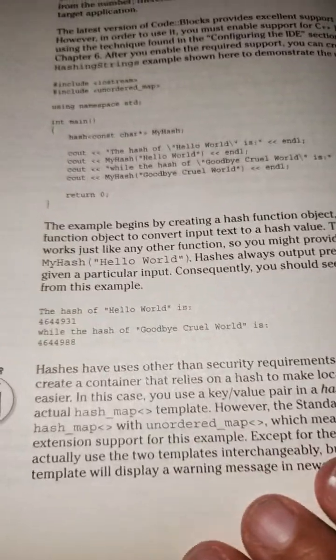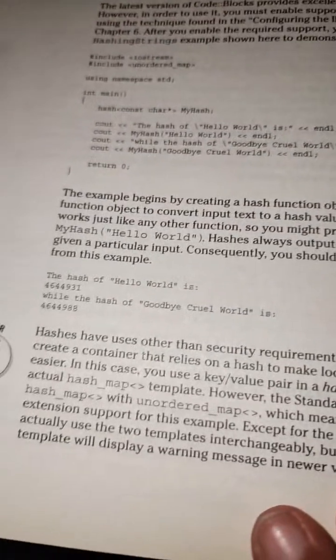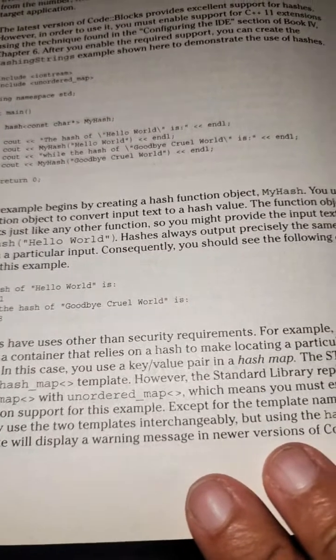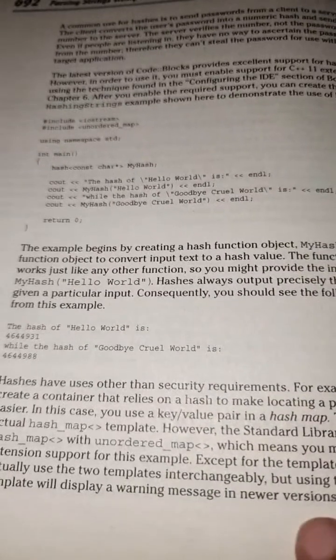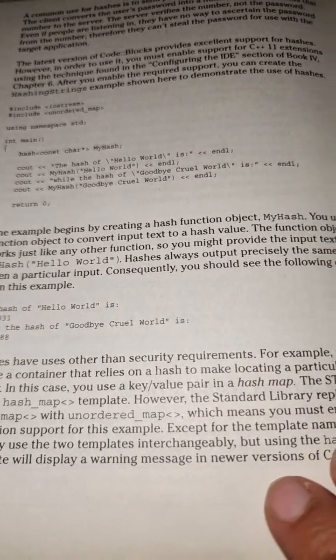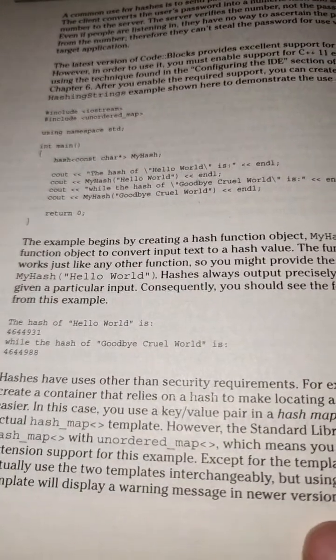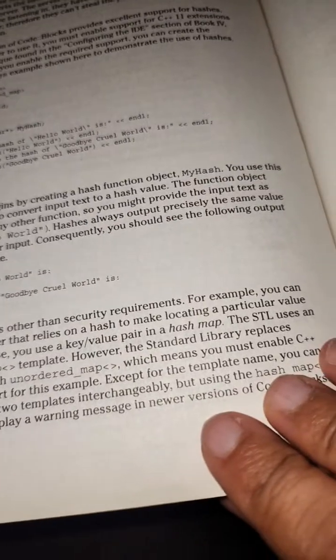The example begins by creating a hash function object, myHash. You use this function object to convert input to a hash value. The function object works just like any other function, so you might provide the input text as given. Given a particular input, consequently, you should see the following output.